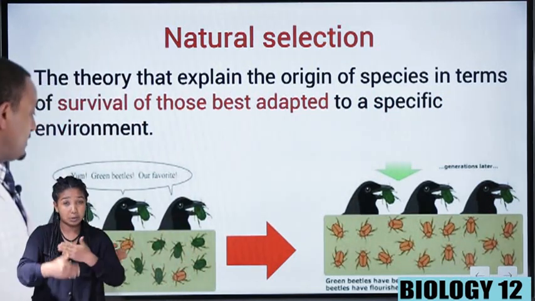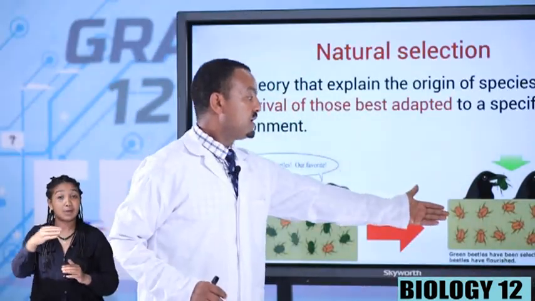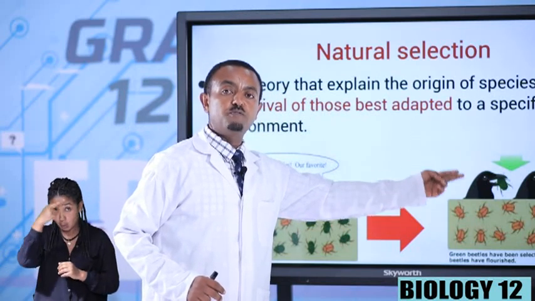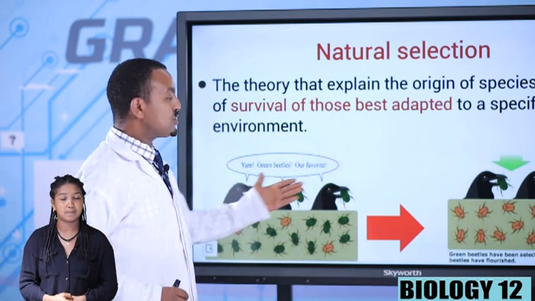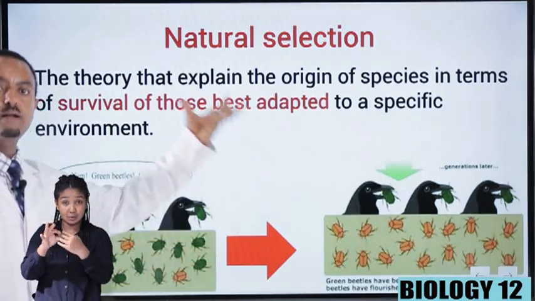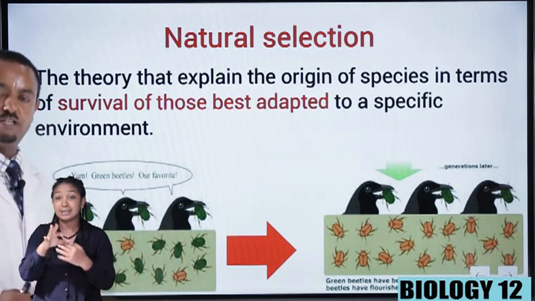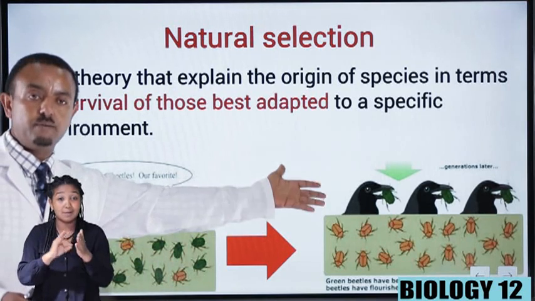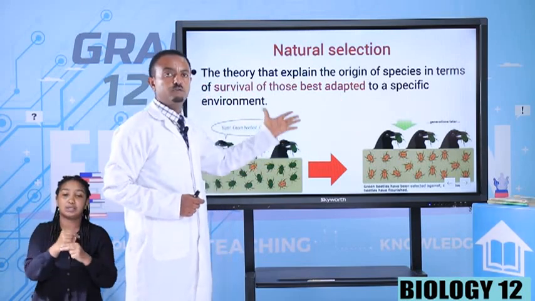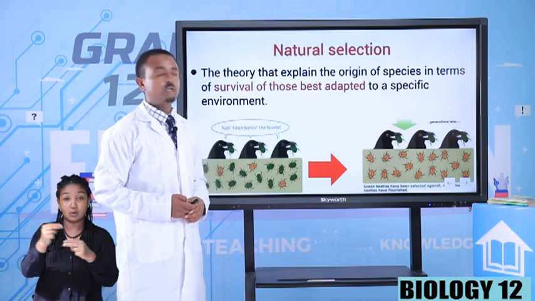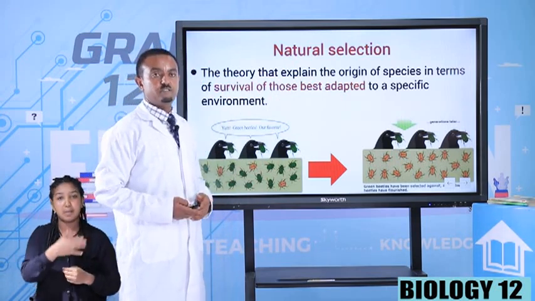Eventually, the green beetles will decrease in number, and the brown beetles, because of less predation, increase in number over time. This shows that nature selects which are best fit. In this case, the brown colored beetles are selected by nature because they have survived and increased their number; they are the fittest ones. So the theory of natural selection, or survival of the fittest, states that survival of those best adapted to a specific environment are the best fits.